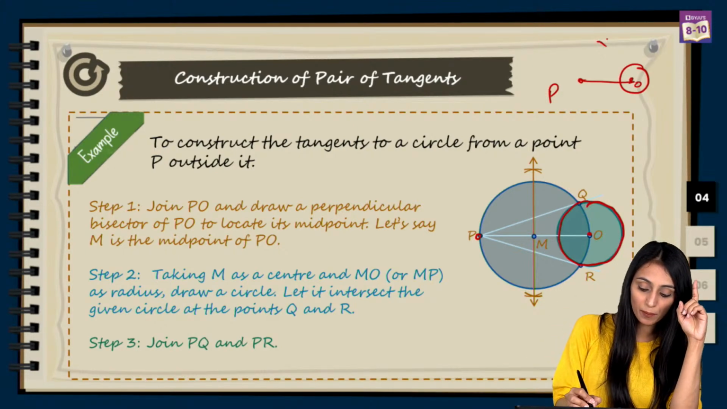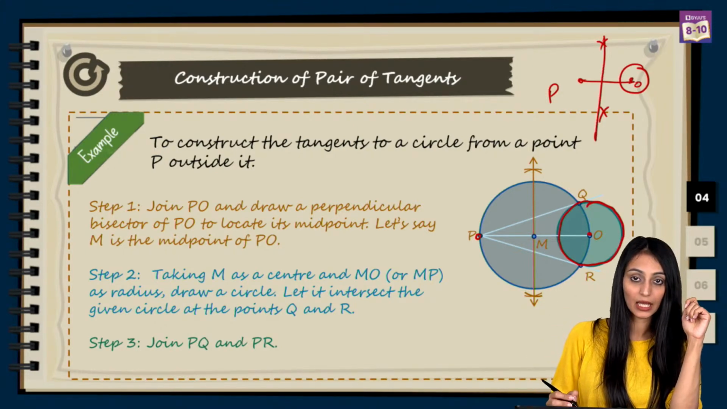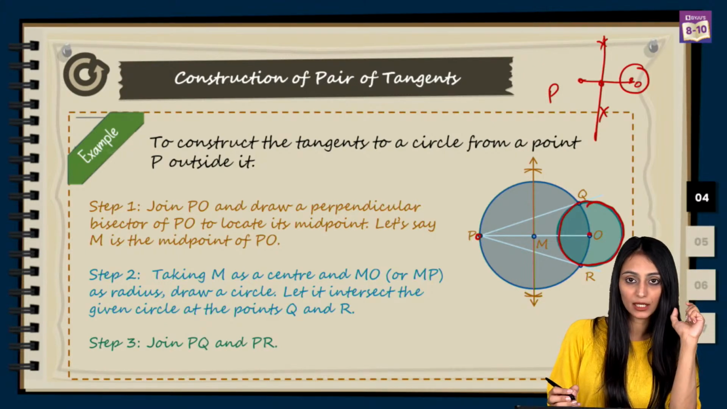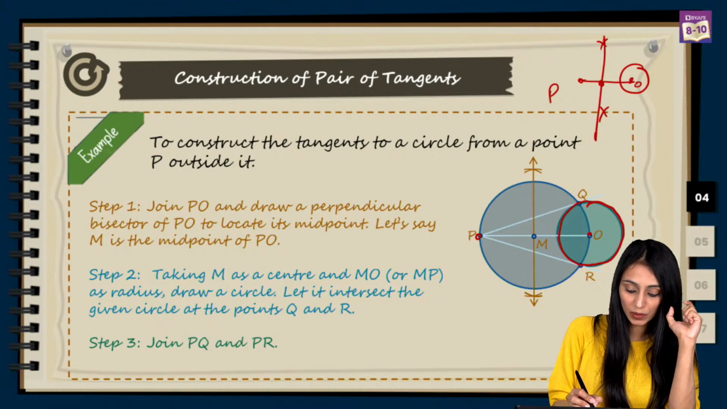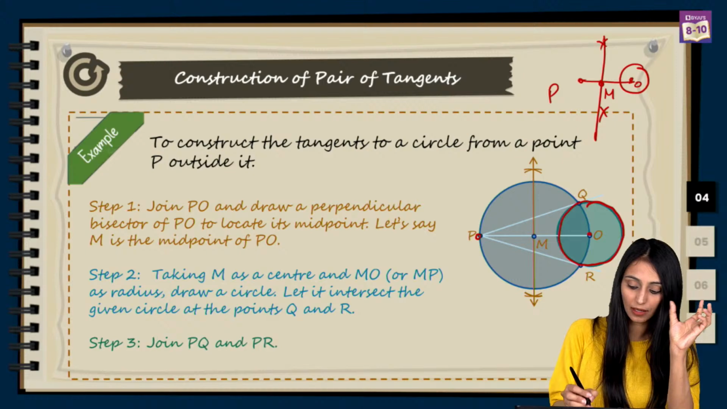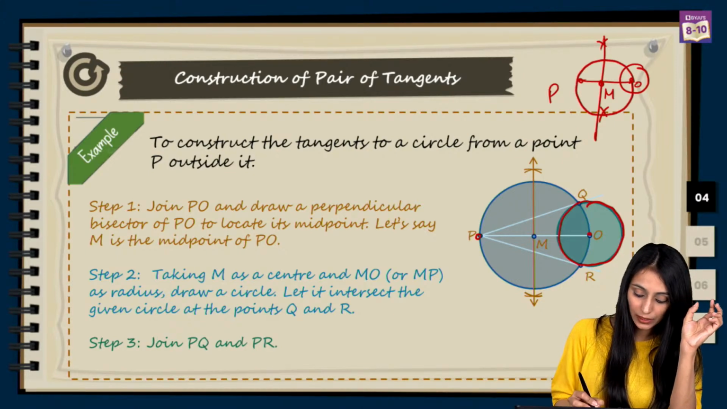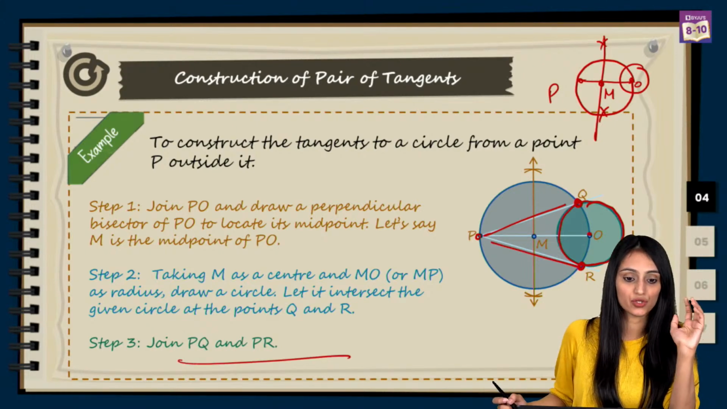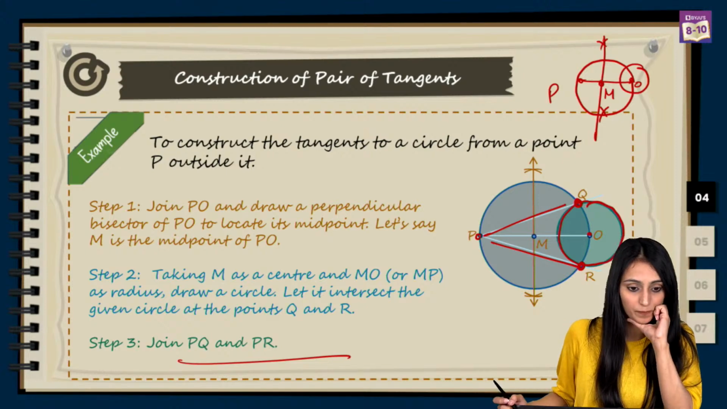We always draw the perpendicular bisector of this joined line. When you draw the perpendicular bisector, take a compass, put the compass needle over here, and the radius should be equal to PM or MO. Open it till that length. Then you draw a circle. It will intersect the actual circle at 2 points. Then you can draw tangents from there. That's how you can construct tangents from an external point to a circle.